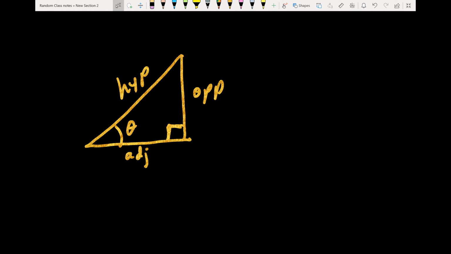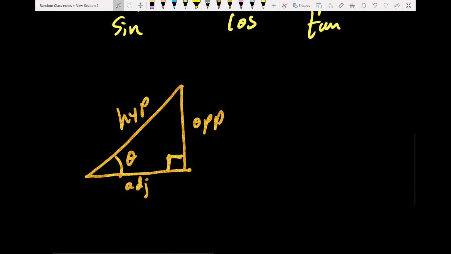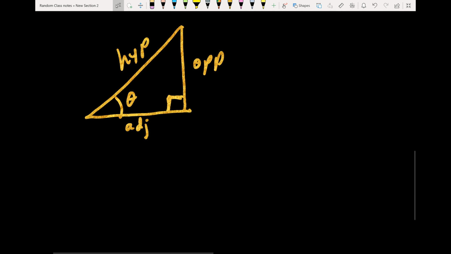All right. So speaking of that, now instead of writing adjacent, I'm gonna call this X, Y, and I'm gonna call this Z. Okay. Have I lost anyone yet?